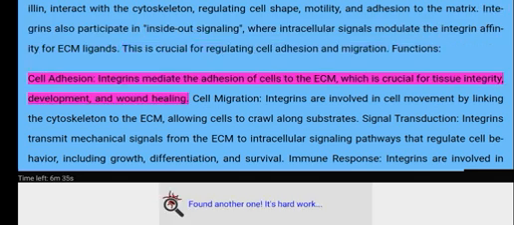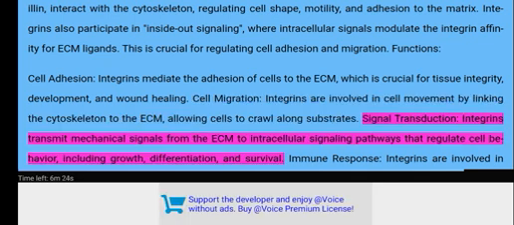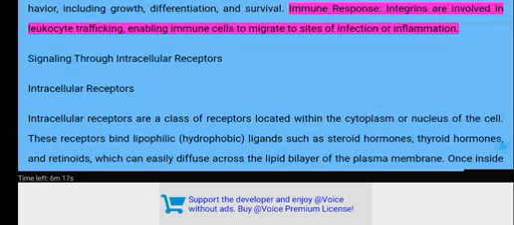Functions. Cell adhesion. Integrins mediate the adhesion of cells to the ECM, which is crucial for tissue integrity, development, and wound healing. Cell migration. Integrins are involved in cell movement by linking the cytoskeleton to the ECM, allowing cells to crawl along substrates. Signal transduction. Integrins transmit mechanical signals from the ECM to intracellular signaling pathways that regulate cell behavior, including growth, differentiation, and survival. Immune response. Integrins are involved in leukocyte trafficking, enabling immune cells to migrate to sites of infection or inflammation.